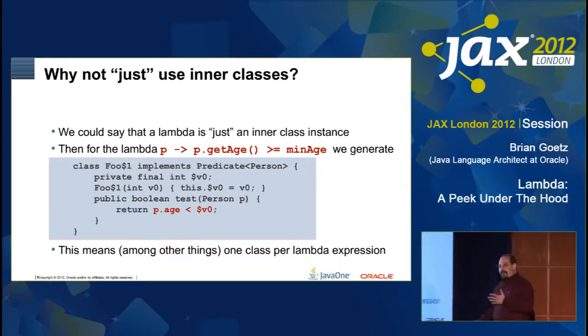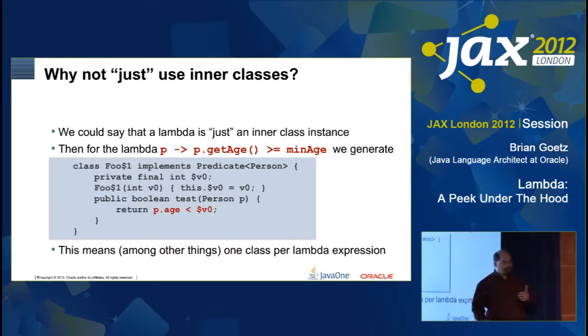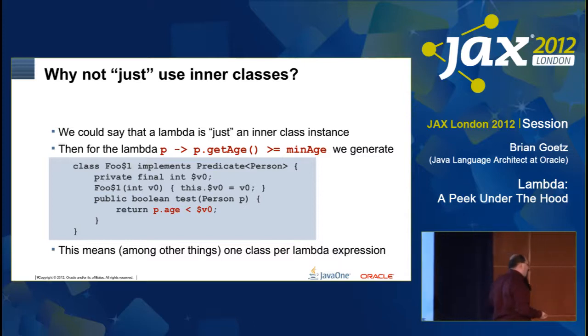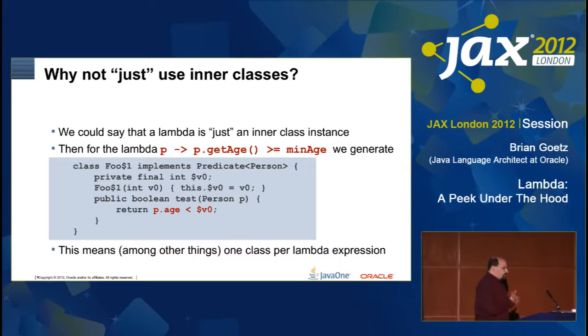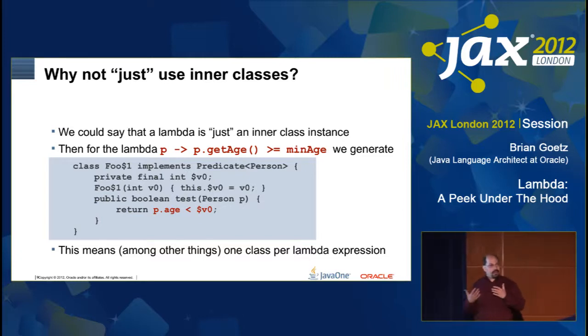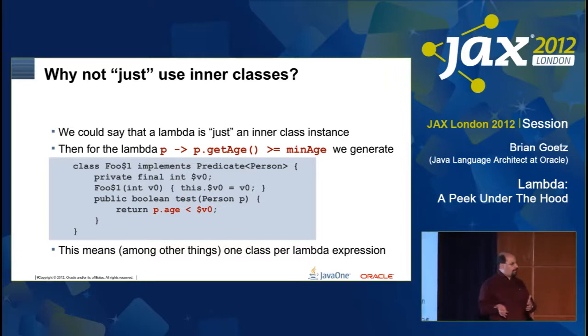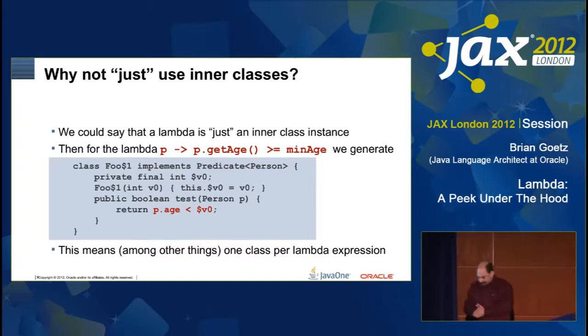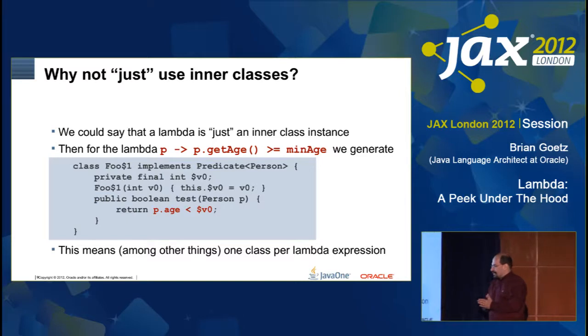But we didn't want to do that. And we didn't want to do that for a number of reasons. One is the fact that inner classes spew hundreds of small classes into the file system and have to be loaded individually, which is kind of annoying to people. So we didn't want to carry forward that restriction of inner classes as a permanent choice.